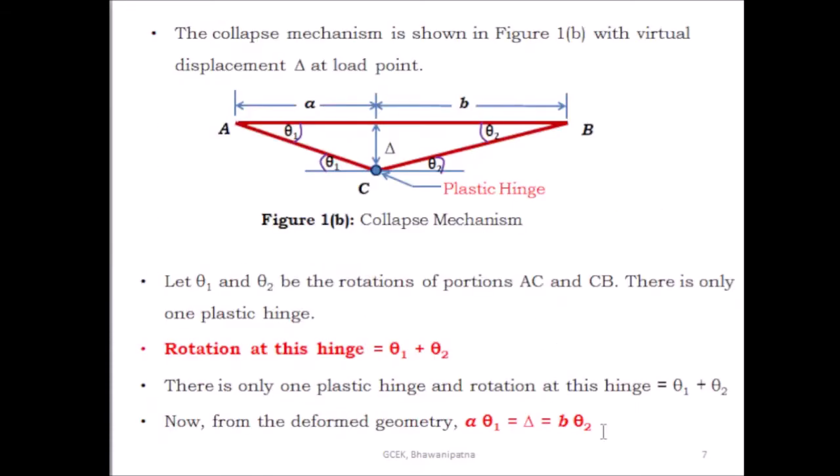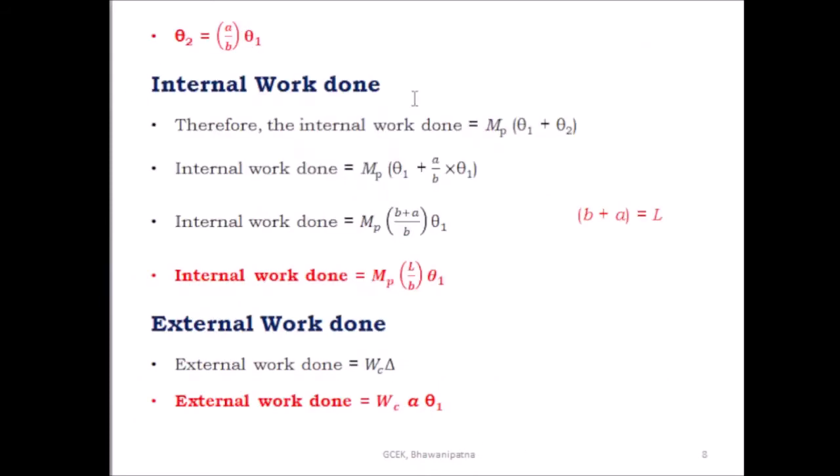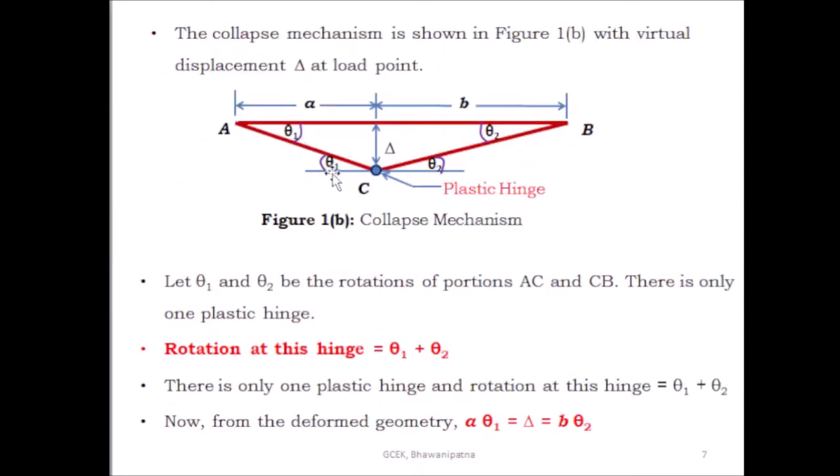Then from this relation, theta 2 is equal to A by B into theta 1. Then find out the internal work done of the simply supported beam. So here we can find out the internal work done from the rotation and the plastic moment. Only one plastic hinge is found at the loading point C. So here the plastic moment is equal to MP. The internal work done is equal to MP into (theta 1 plus theta 2).